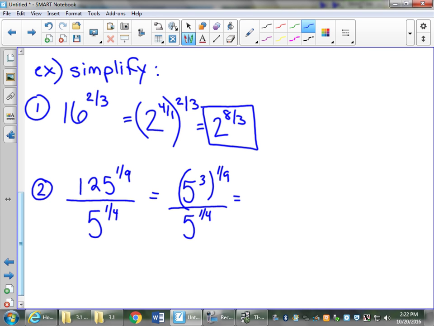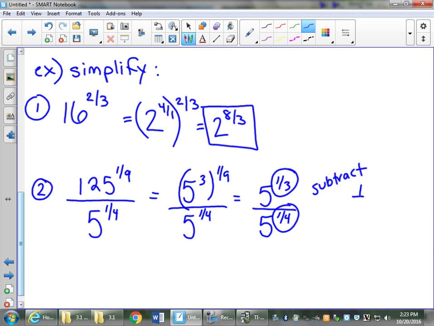Power to a power, I'm going to multiply. That's going to be 3/9, and 3/9 simplifies to 1/3. The reason why that was useful is now I'm dividing same bases, so I can use my properties of exponents and subtract. Although they weren't the same base in the beginning, after I rewrote them as a lower base, now they are. So I can use those properties of exponents because I'm dividing same bases.